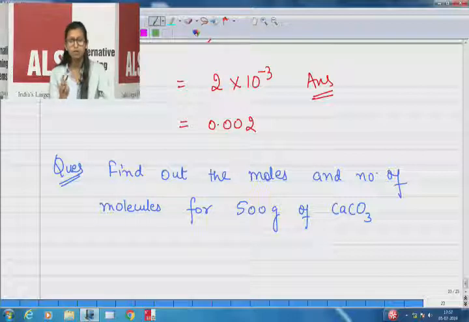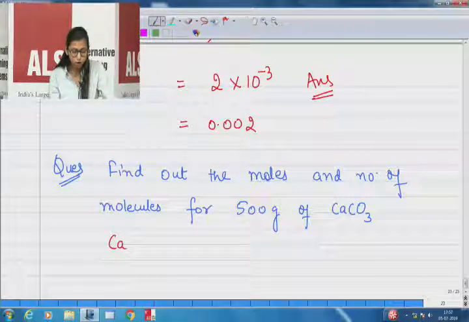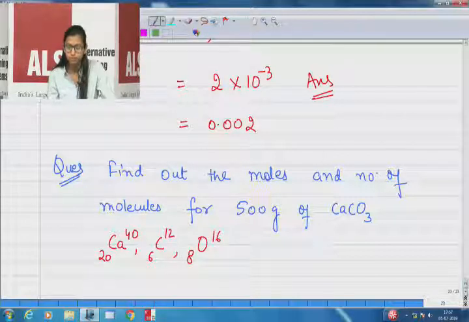So first of all, you can start the question by finding the moles, okay? And you know that the mass is given. For the molar mass, you will be supposed to calculate it. So for your convenience, I am giving it here. Calcium has a mass of 40. Carbon, you know that it's 12. Oxygen, you know that it's 16. Try this question.